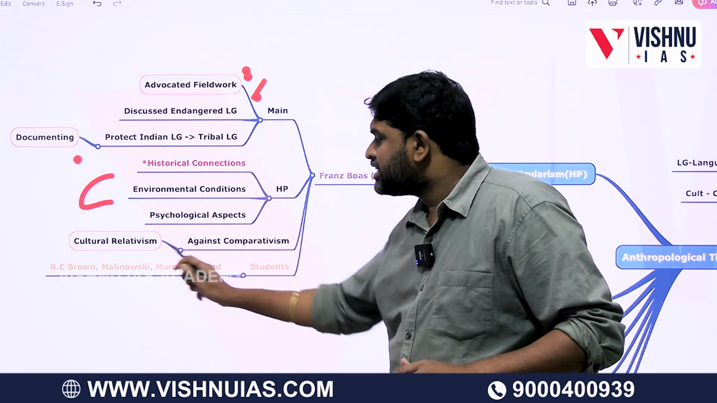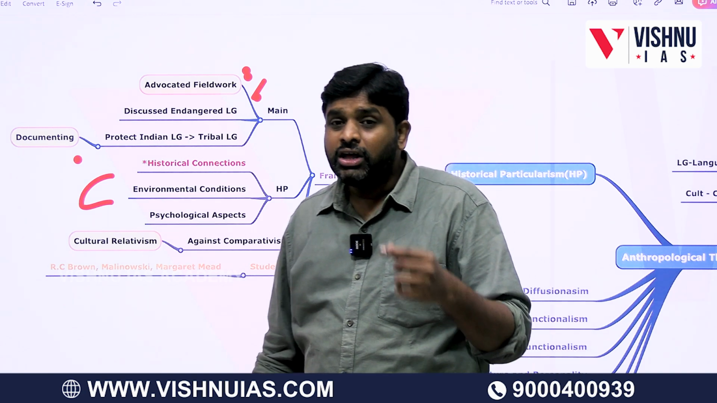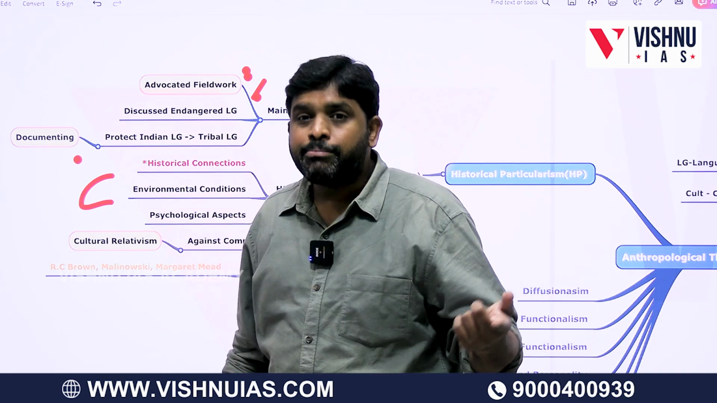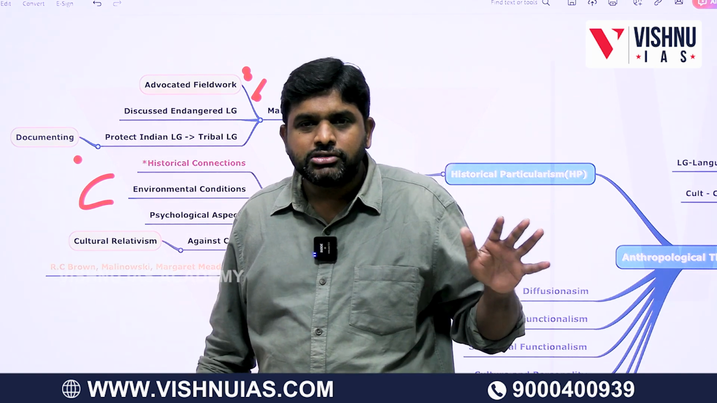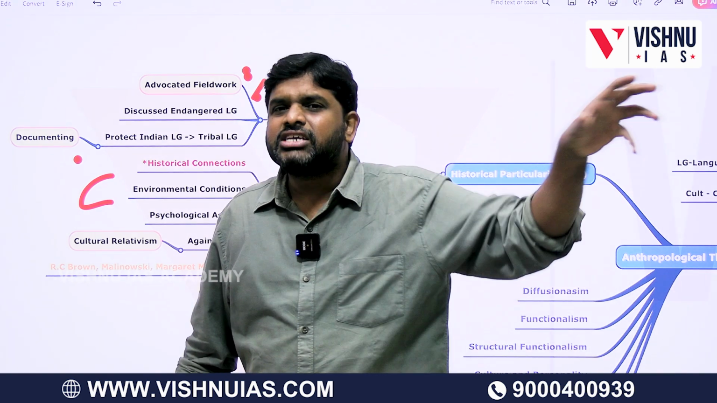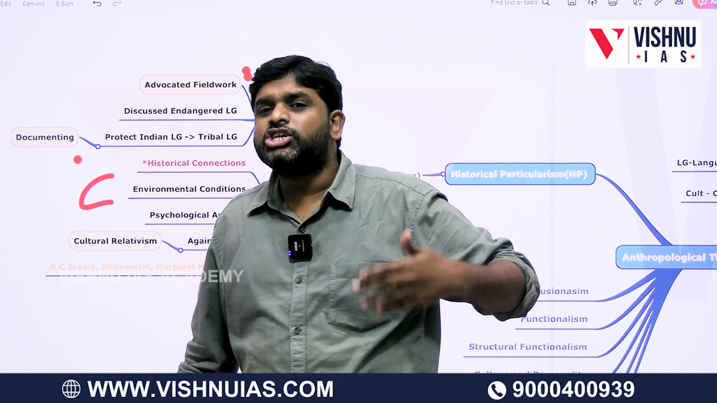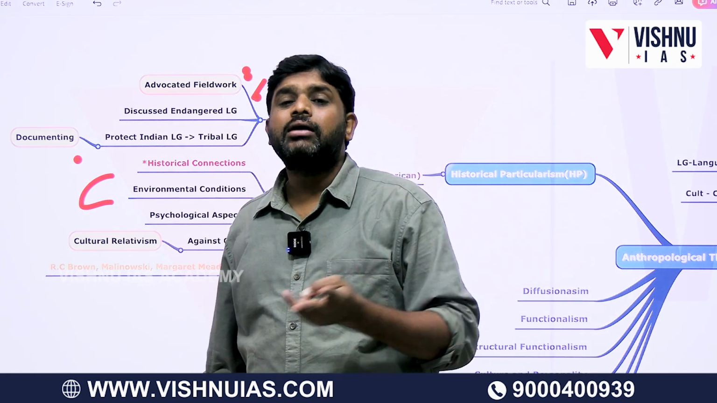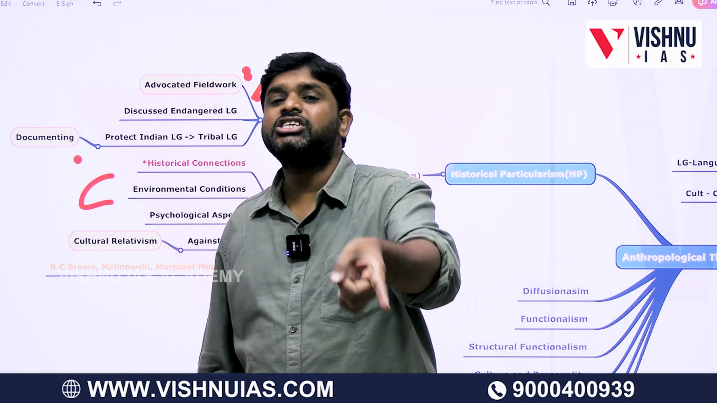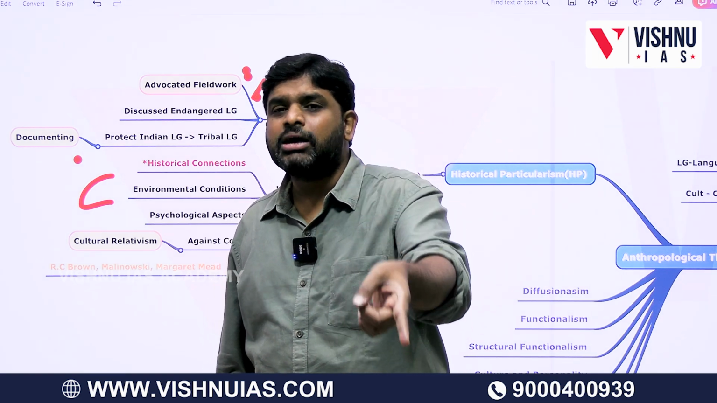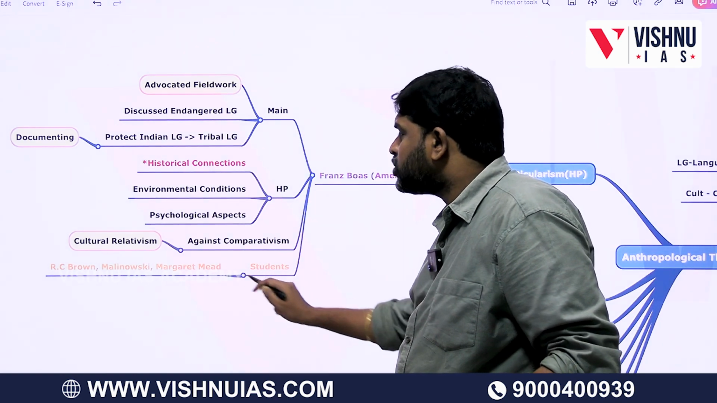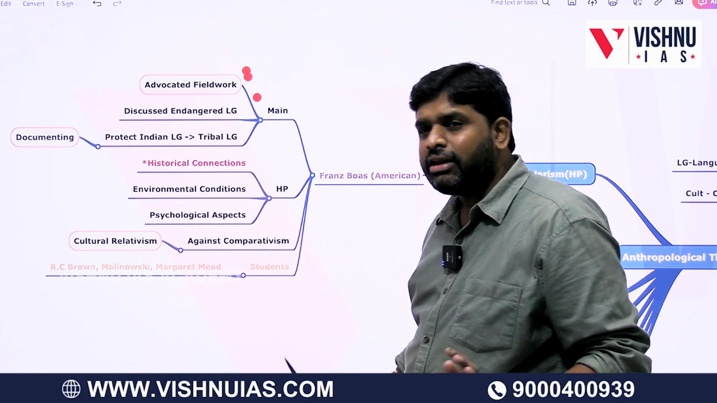Then cultural relativism. He is also the person who told of cultural relativism. What is cultural relativism? Cultural relativism is against comparative methods. There should not be any comparisons. So he is completely against the comparative methods. He told that every culture is unique in its context and every culture is because of its history. Why are you people comparing two cultures? In that way, he is against ethnocentrism. He is against comparative methods and advocated what? Cultural relativism. And his students are A.R. Radcliffe-Brown, Malinowski and Margaret Mead.